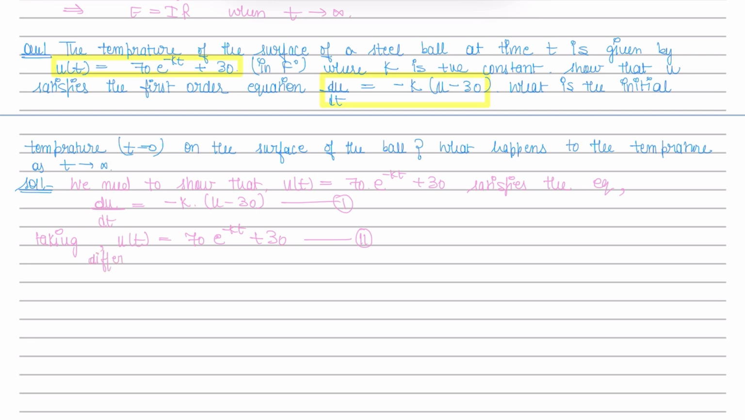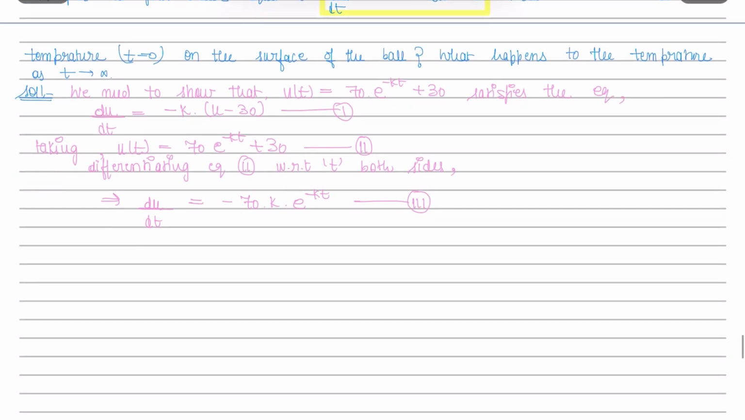Differentiating equation number 2 with respect to t, both sides, this becomes du by dt is equal to minus 70 into k into e to the power minus kt. Let us mark it as equation number 3.